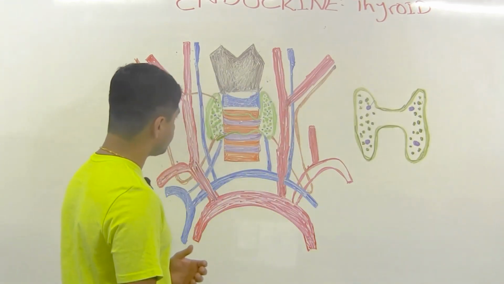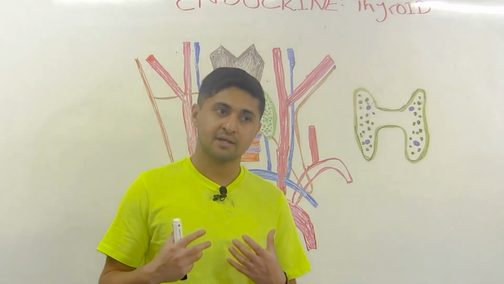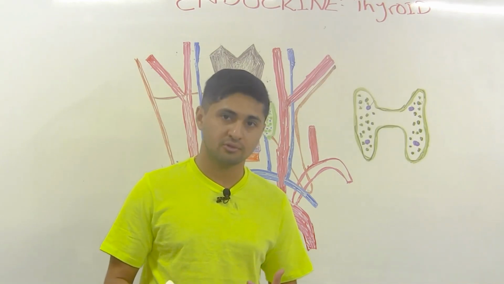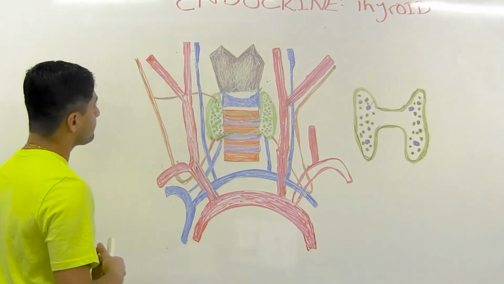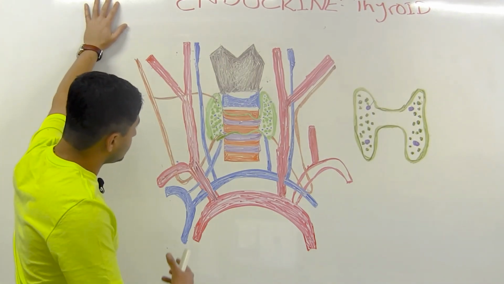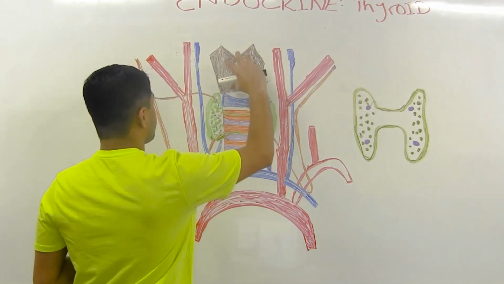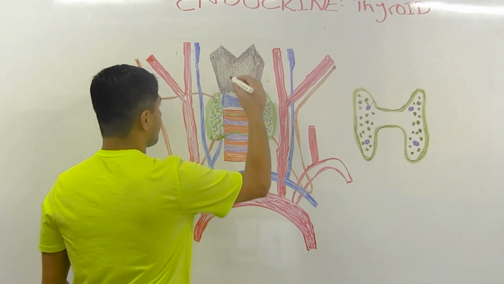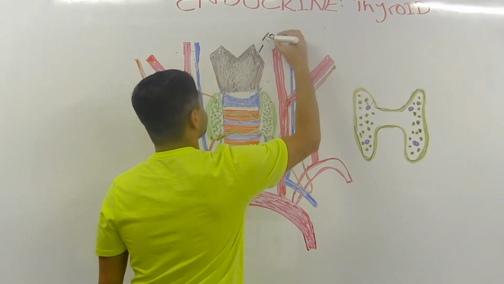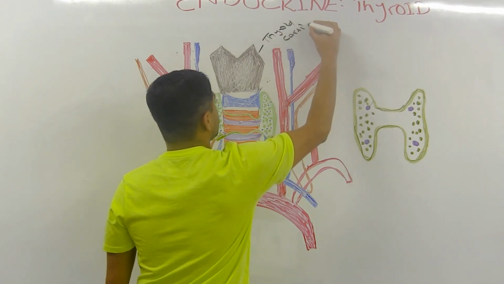But right now, first, as I said, we'll talk about where this thyroid gland is located. As we all know, it's located in the neck area, but we have to know a little more than that. I drew the structures right here, so let's label them first. Look at the shape of this structure. We call this structure your thyroid cartilage.